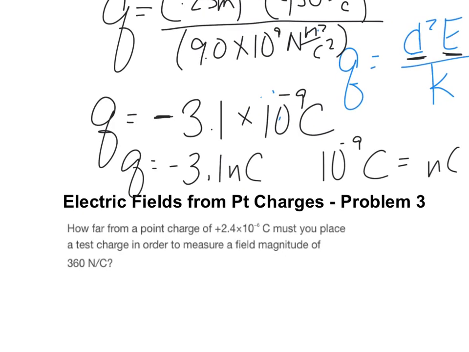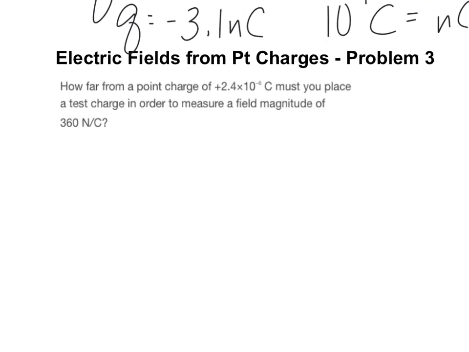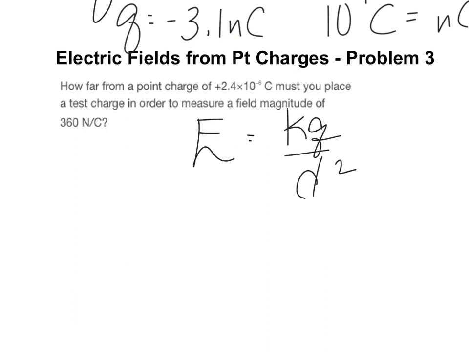All right, so let's go through another example. Again, using that equation for our electric field for a point charge, our electric field equation, K Q over D squared. All right, so how far from a point charge of 2.4 times 10 to the negative 6 coulombs must you place a test charge in order to measure a field of magnitude 360 nanocoulombs?